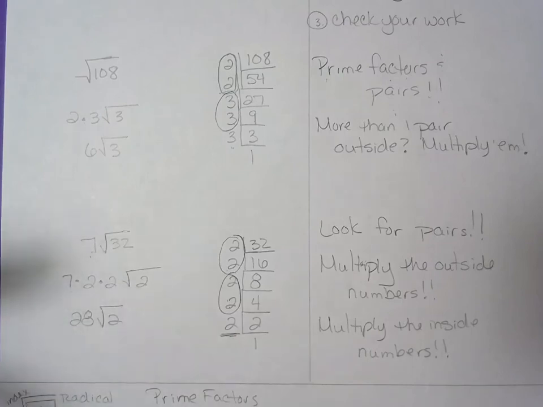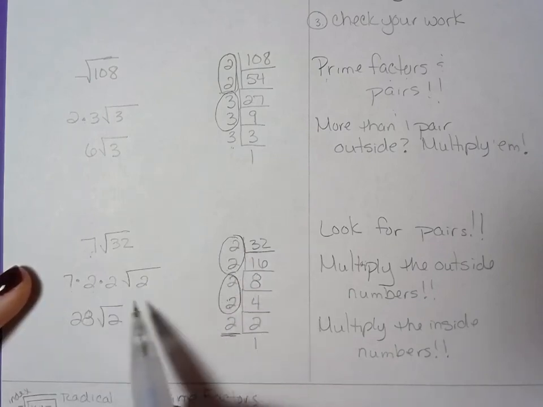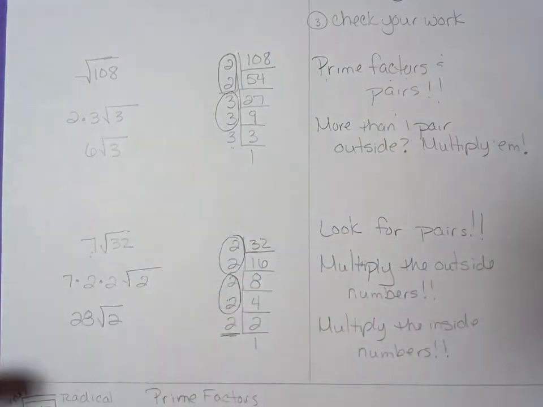So that's all we have to do to simplify a radical. Look for prime factors, find all of our prime factors, look for the pairs among those prime factors. The pairs get to go out. A pair of 2's goes out as a 2. A pair of 2's goes out as a 2. A pair of 3's goes out as a 3. Multiply anything that got to go outside or anything that was already outside together. Anything that had to stay inside gets multiplied back together. That's all you have to do to simplify a radical.